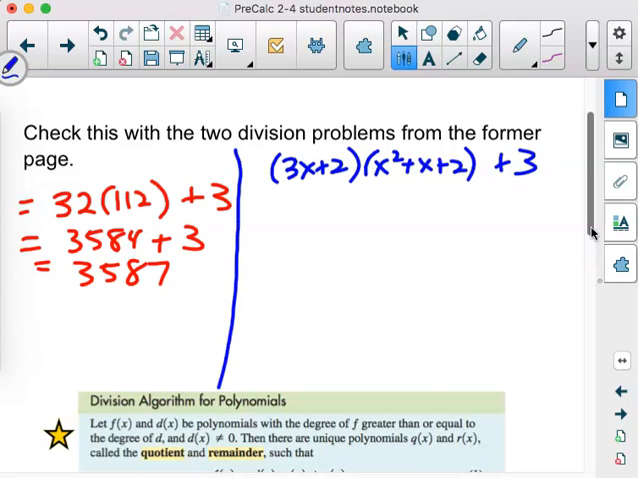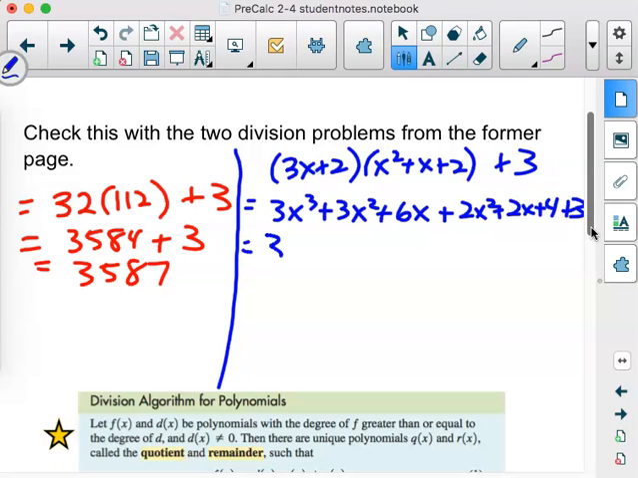It's just going to have a lot more terms because what we're doing here is using polynomials. So now we would take 3x times everything in the second set of parentheses, and that would give us 3x cubed plus 3x squared plus 6x. Then we take 2 times everything in the second set of parentheses, so plus 2x squared plus 2x plus 4. And then I don't want to forget about my little plus 3 remainder there in the back.